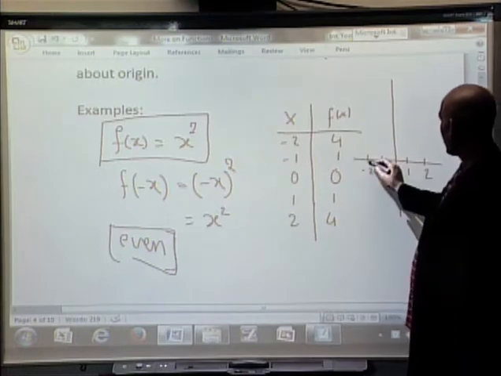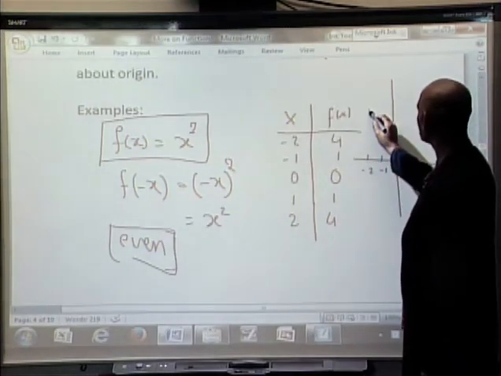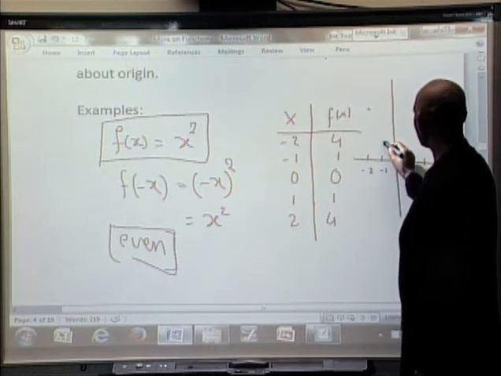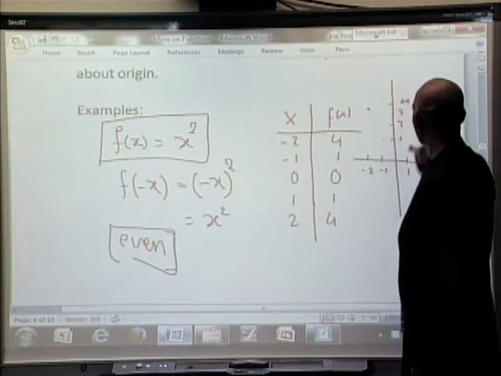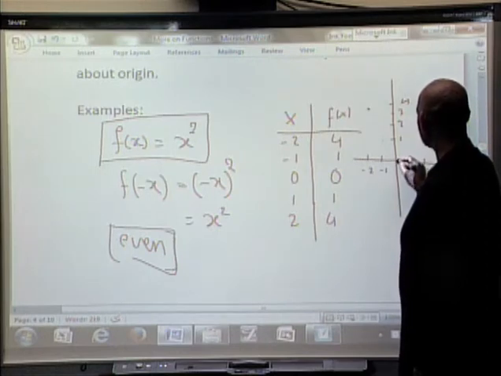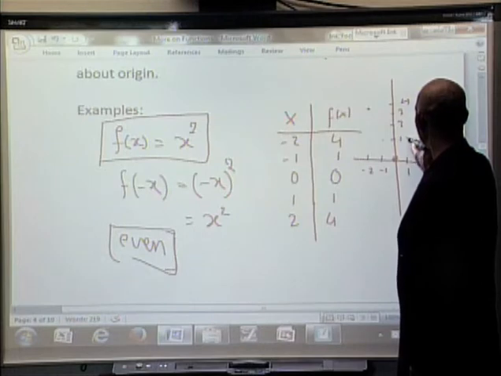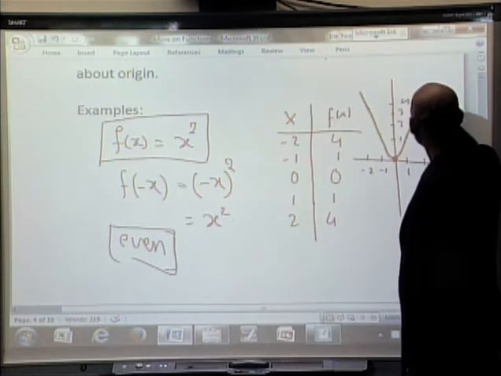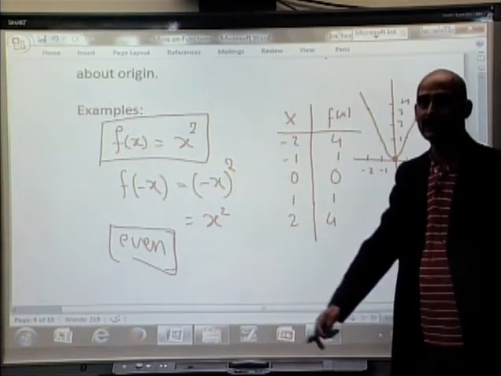Now, for x equal to minus 2, y is 4. So, I will get this point. For x equal to minus 1, y is 1. So, I will get this point. Let us say this is 1, this is 2, this is 3 and this is 4. Now, x is 0, y is 0, so I will get this point. x is 1, y is 1, so I will get this point. x is 2, y is 4, I will get this point. If I join these points with a smooth curve, this is what the graph will look like.